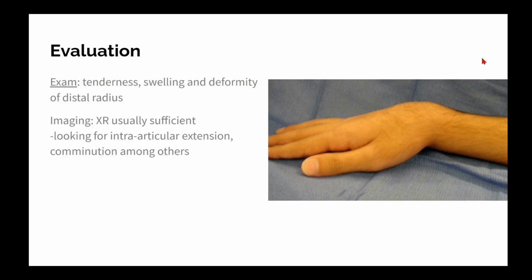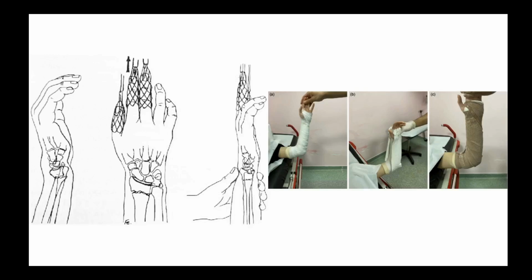X-rays are almost universally sufficient. They look for articular extension, comminution, among other potential findings. CT does give a better bony evaluation, often not needed, but in some cases it's helpful, especially for surgical planning. And MRI is useful for the soft tissue stuff, right? The scapholunate ligament, the TFCC, etc.